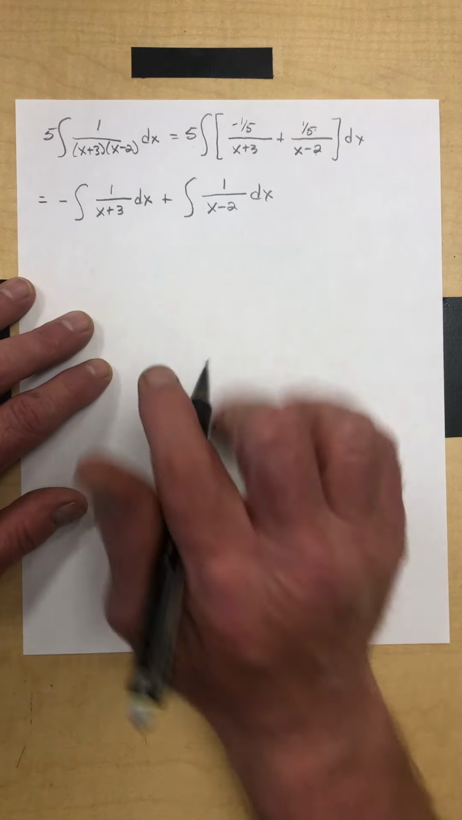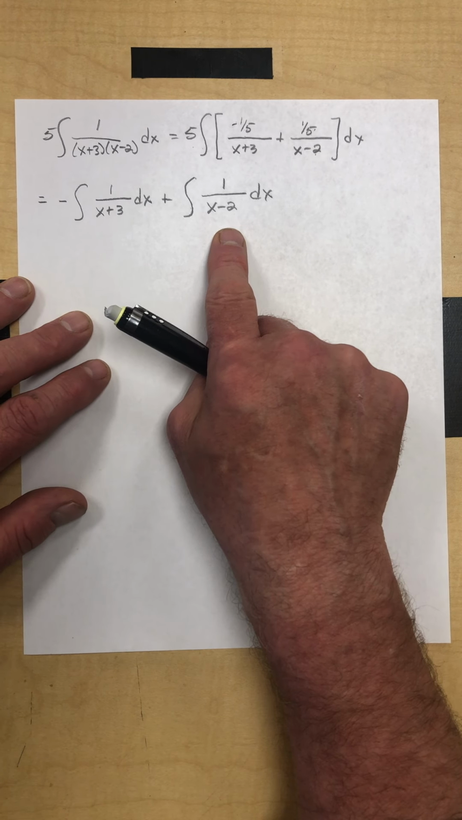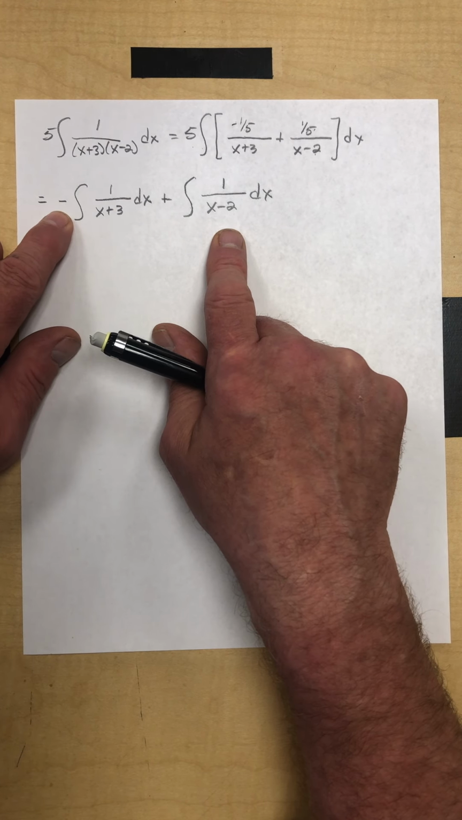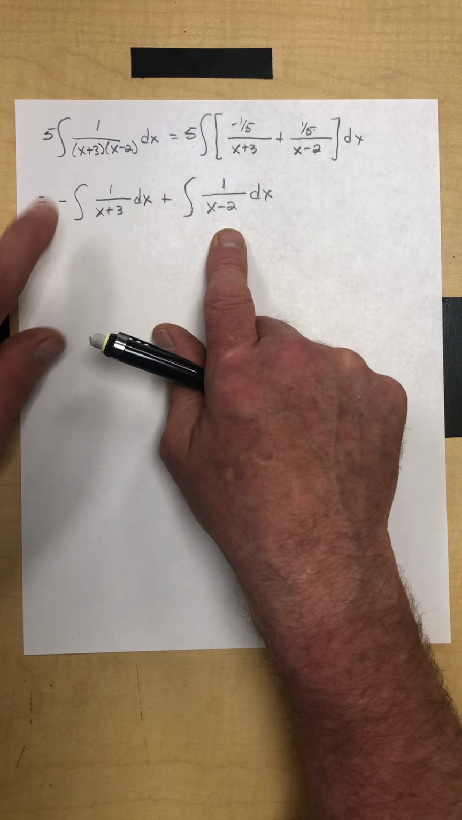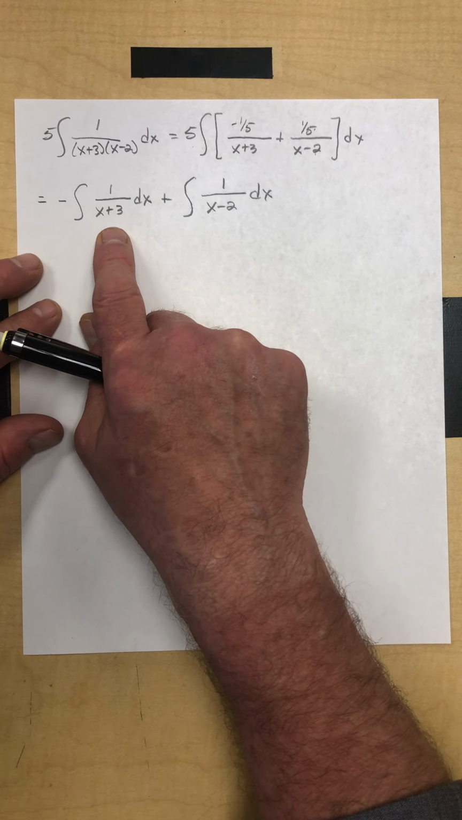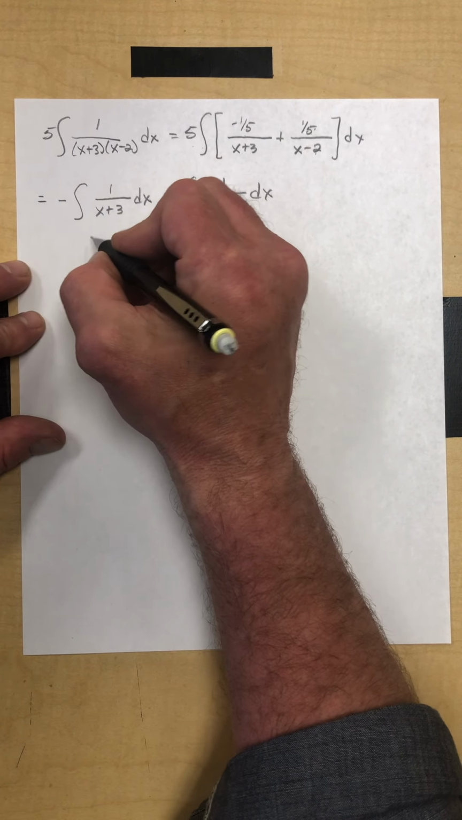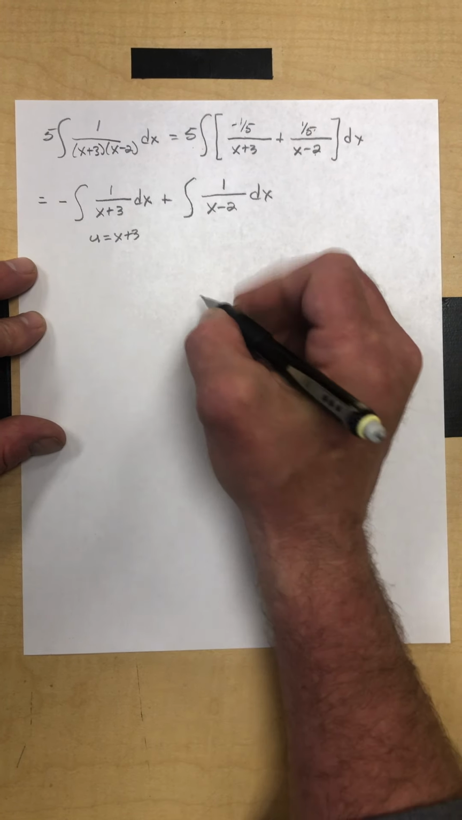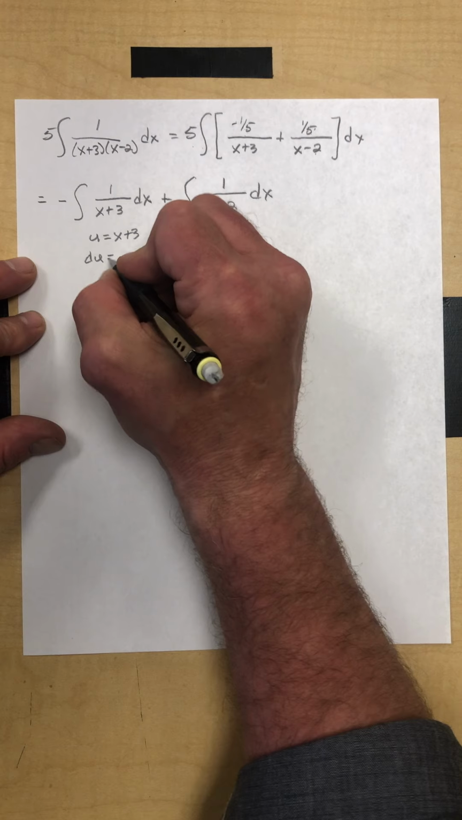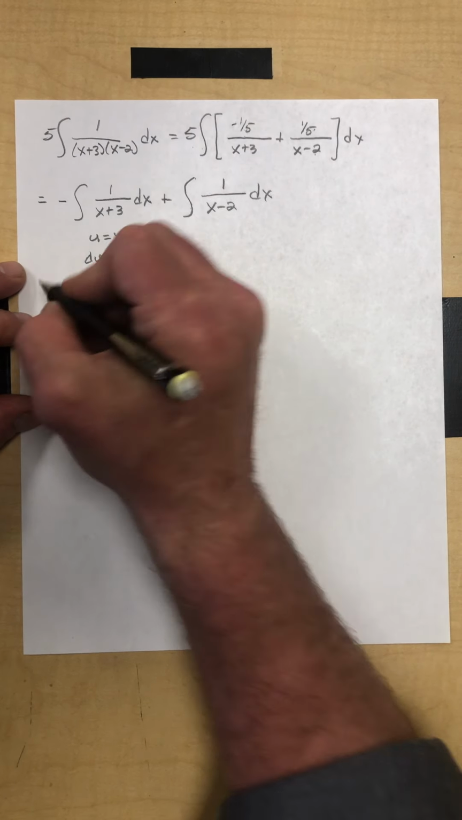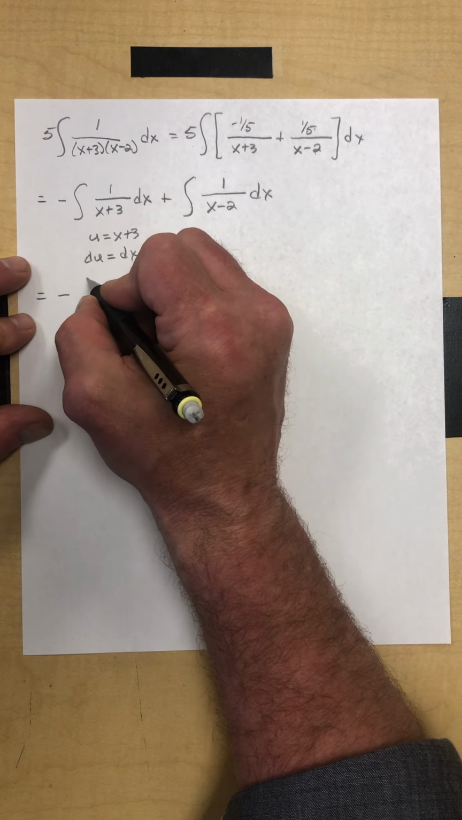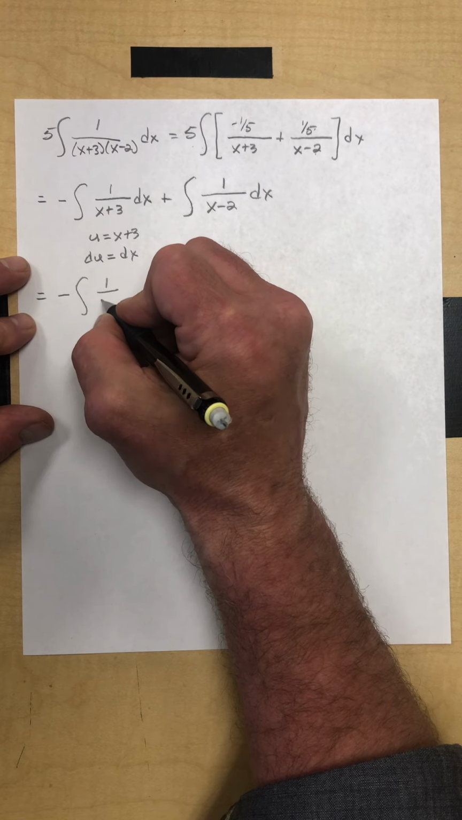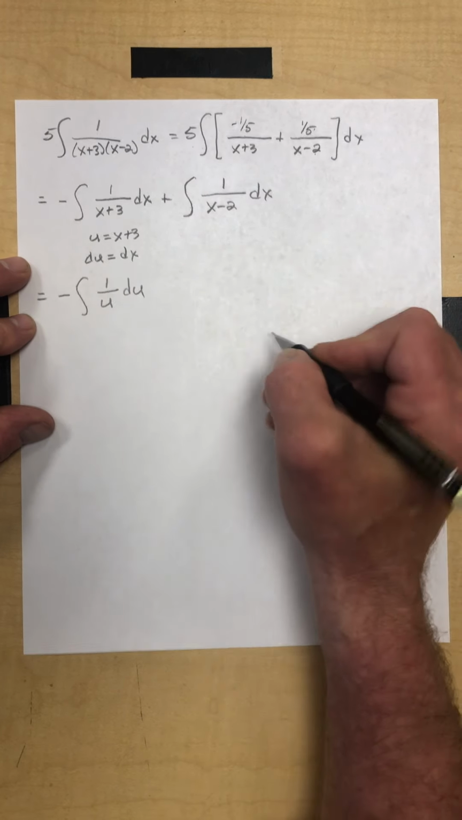Okay, so let's see. I've got to integrate this guy and I've got to integrate that guy. And don't forget about this negative sign here. If you lose that guy, you're going to get the wrong answer. So I'm thinking, how about we use u substitution here? So how about if I say u is x plus 3, then my du is dx. Okay, so I get the opposite of 1 over u du.